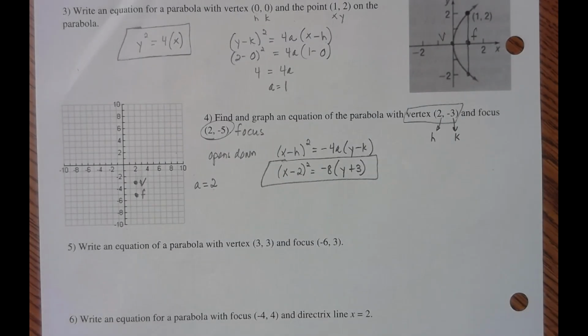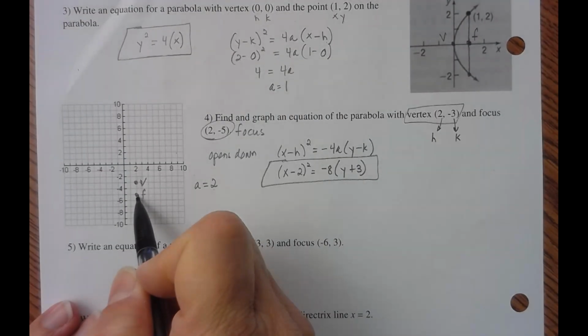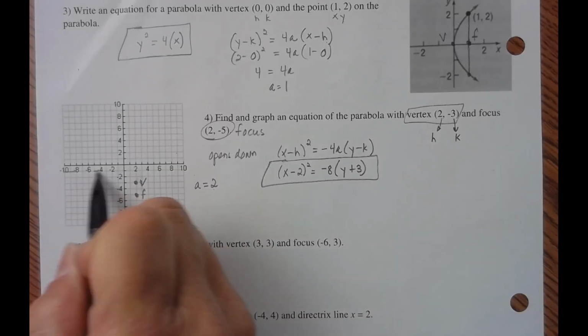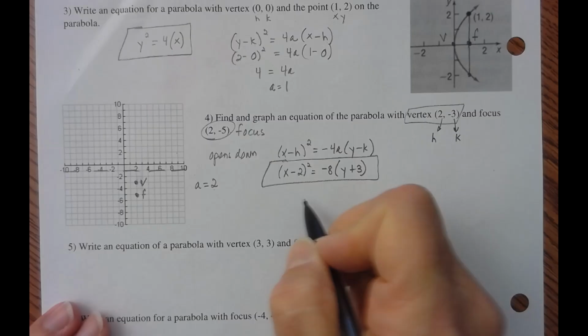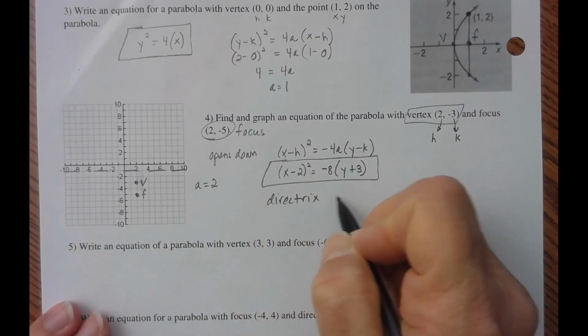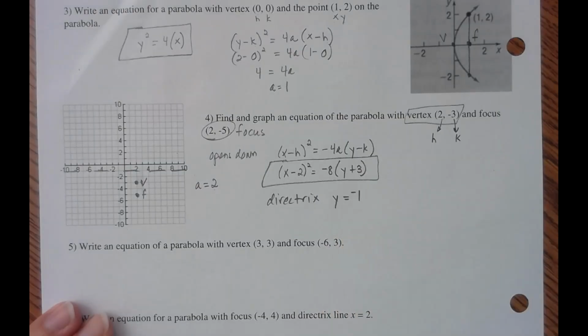A few other things I want you to add to your graph. The directrix, which is just on the other side of the vertex, same distance away as the focus, so 1, 2. Here's the directrix. Write an equation for that. It's horizontal, so it's y equals, in this case, negative 1.